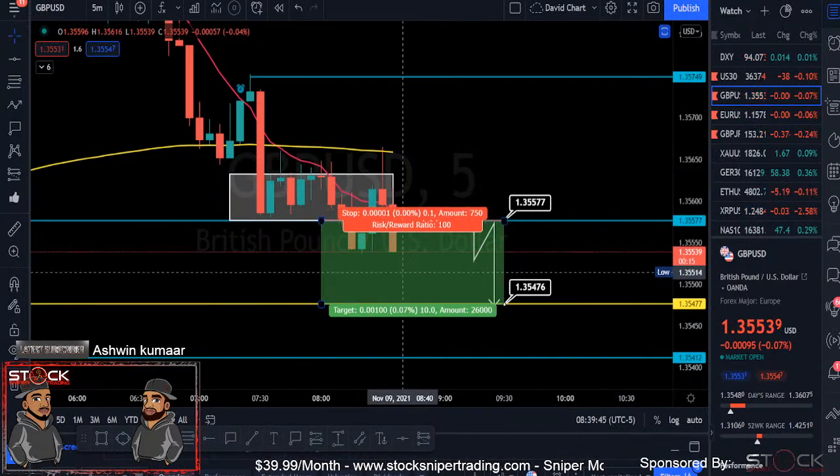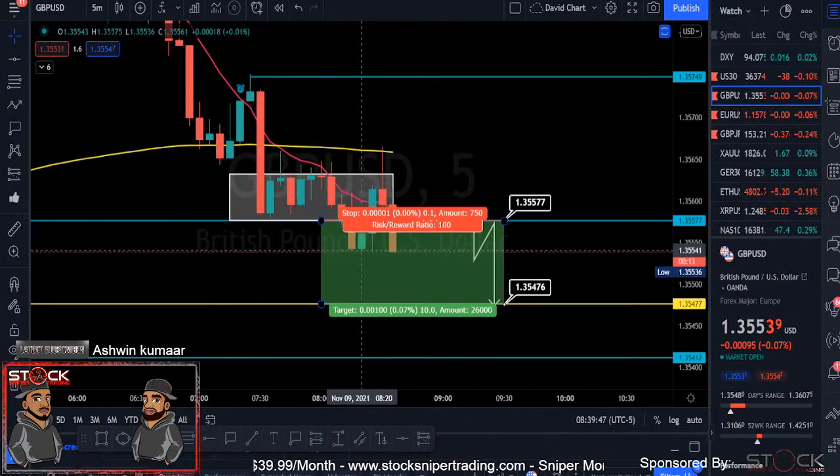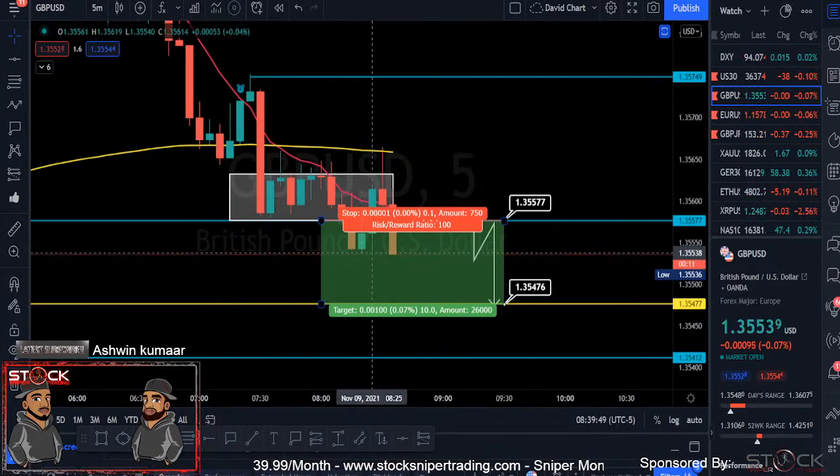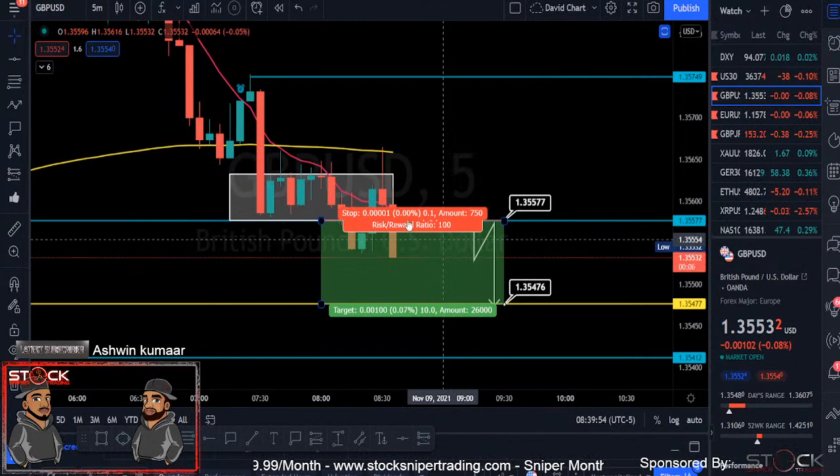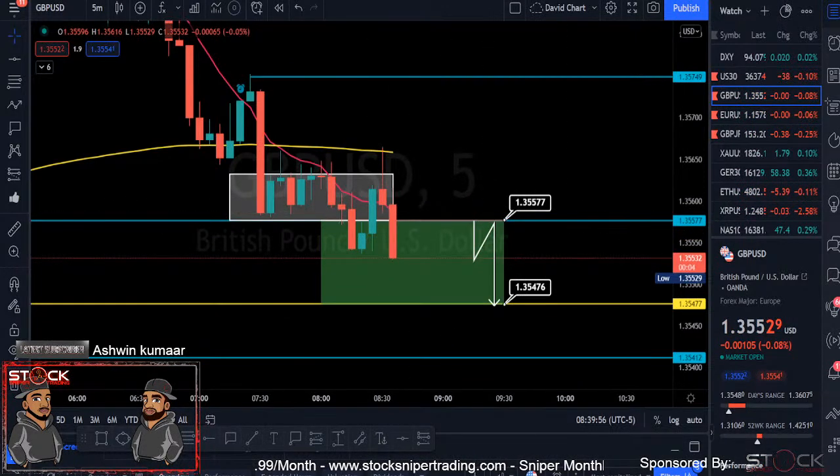Guys, if GU is going to continue, it's looking good. If it breaks this area right here, you might be able to add a small little sell, see it starting to. But the overall entry, guys, was 3.3557 7. All right, that's why I had it on here.